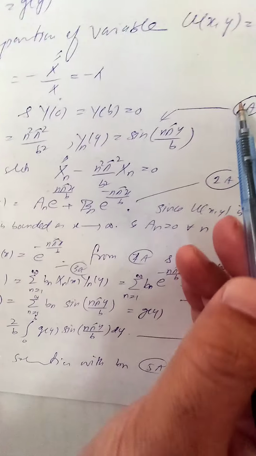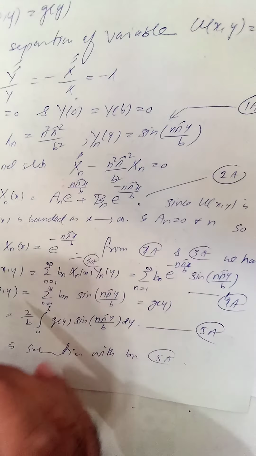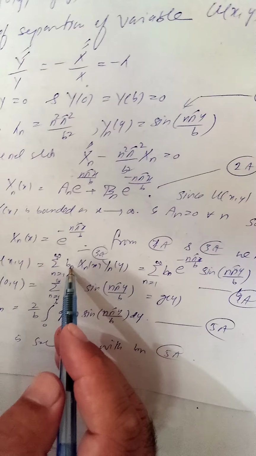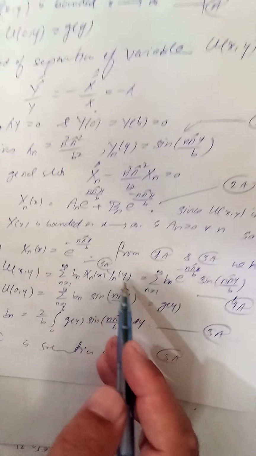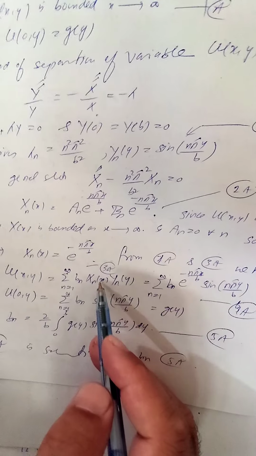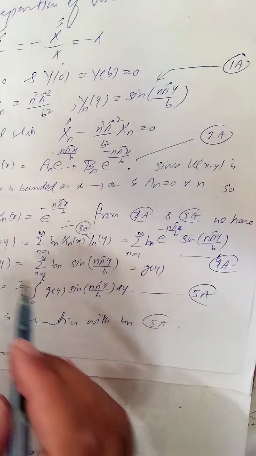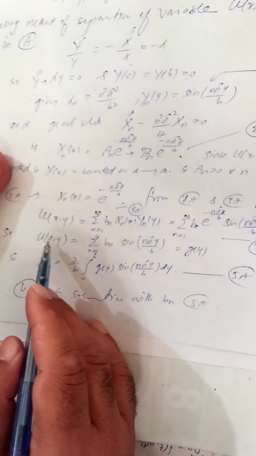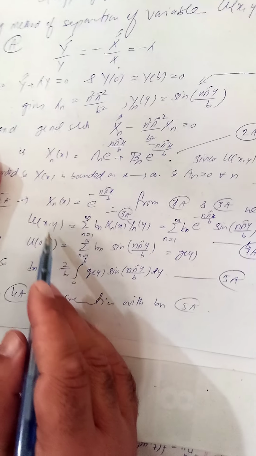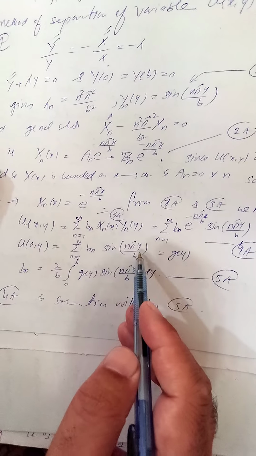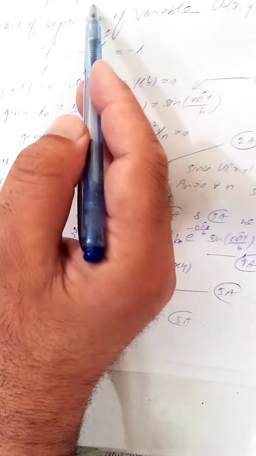From 1a and 3a, we have the series solution as u(x,y), n is equal to 1 up to infinity, bn Xn of x Yn of y, which is equal to, putting the value of Xn of x and Yn of y in this series. This is 4a. Here we use the boundary condition u(0,y). Putting x is equal to 0 in this series solution, we get bn sin n pi y over b, which is equal to g of y.